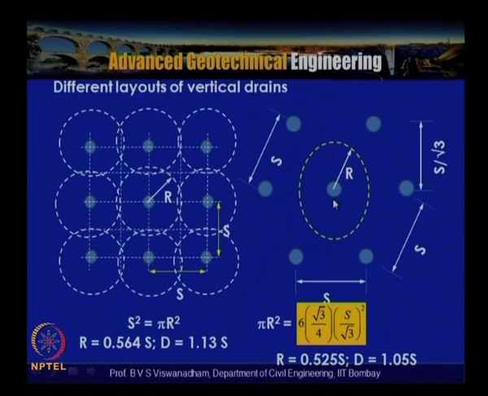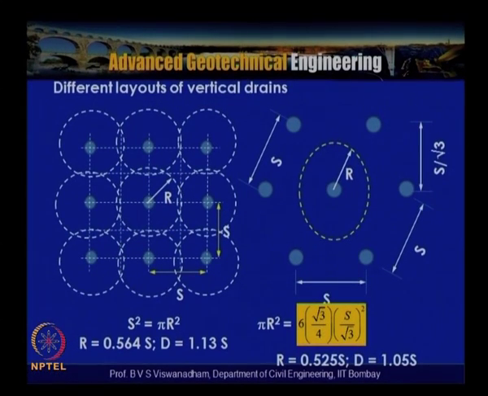This influence means that the drain caters to this much area, so the water in this direction will try to come into the drain. This facilitates the drainage of the water, which happens because of the placement of the fill above the drain. This is the case of the square layout, where S is the center to center distance between the drain wells, and this is the distance S, and this is R.